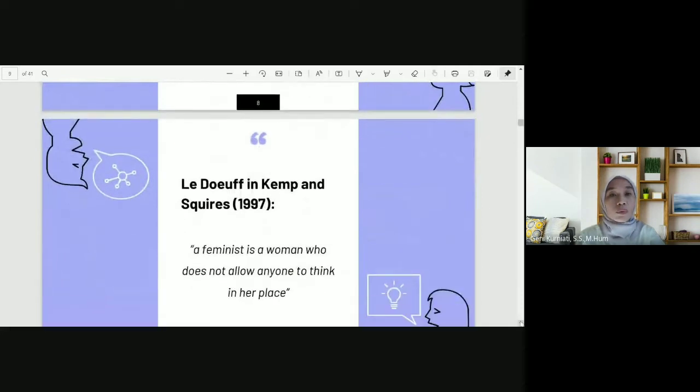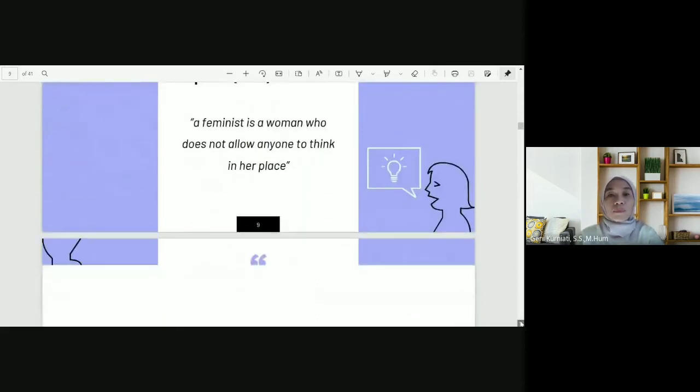And then Leboeuf in Common Squares mentioned a feminist is a woman who doesn't allow anyone to think in her place. So it's just like being a human being, and then you have the right to think and to do whatever in your own terms.